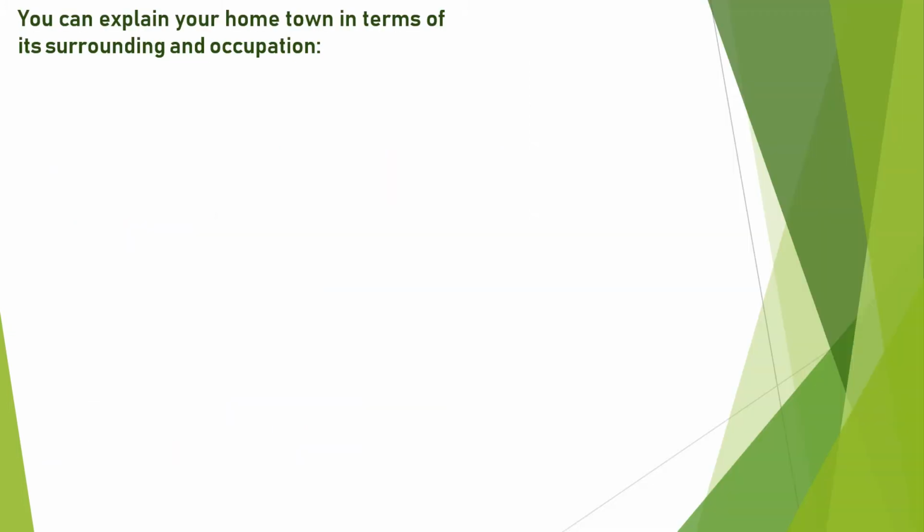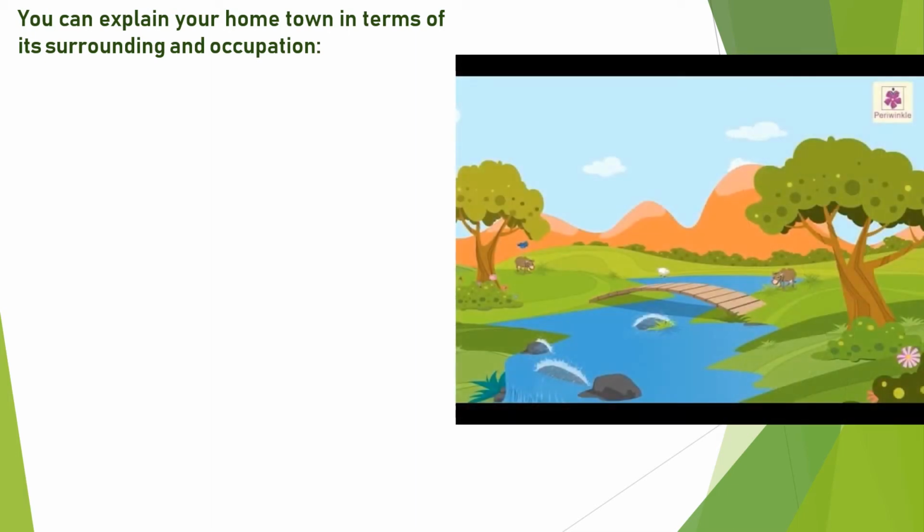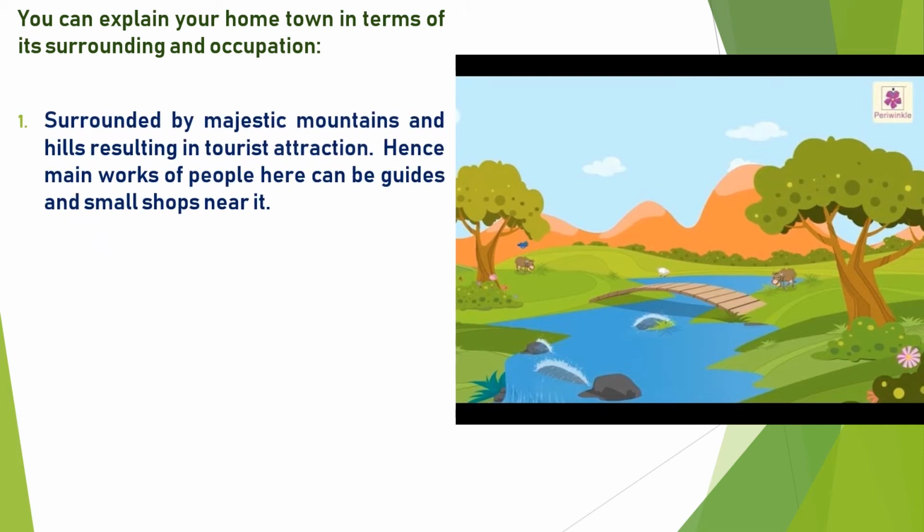And the next explanation that you can give about your hometown is its surroundings and occupation. One thing which I want to tell here is that occupation always goes hand in hand with your surroundings. If your city is surrounded by sea, then the occupation that the people of that place do will be affected by this, because their main occupation may be related to water, that is fishing or rowing or boating, something like that.